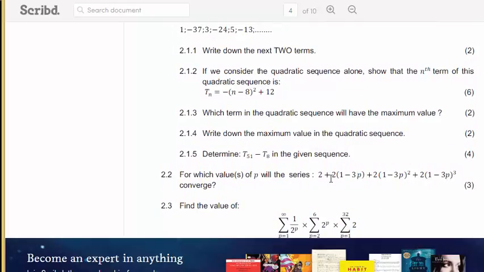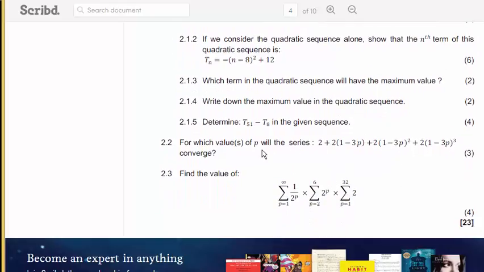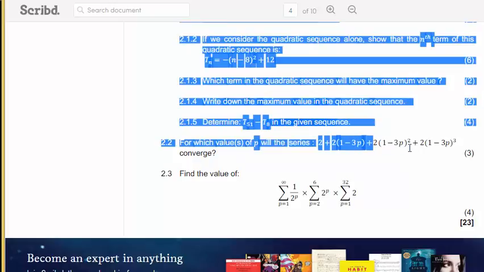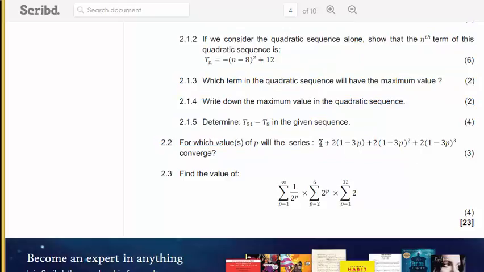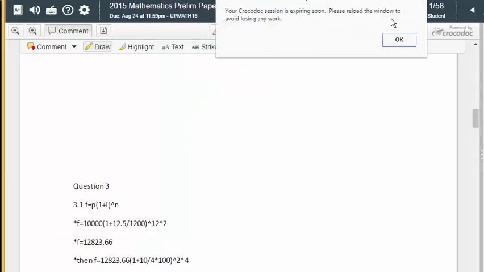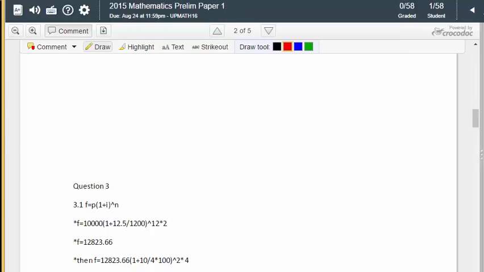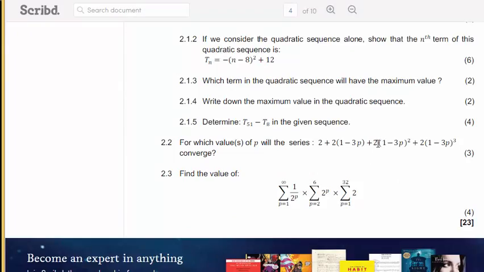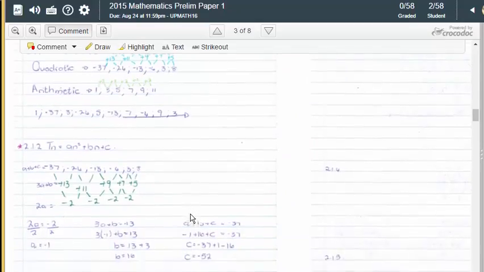For which values of P will this series converge? Okay, now this is a series. Notice that there's a term, there's a term, there's a term. And what's the difference between each term? What's the difference between this term and this term? This one has an extra factor. This one has that same factor squared. This one has that same factor cubed. So every term has an additional factor, and the factor is 1 plus 3p. So let's see, what did the students do here?